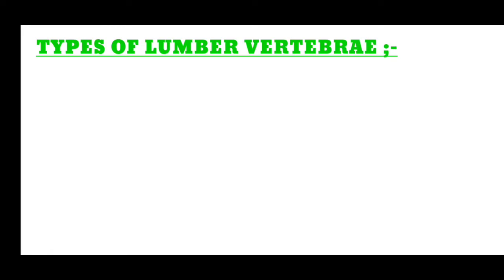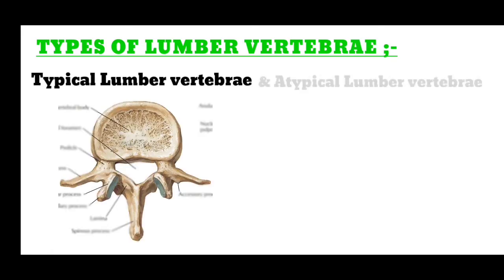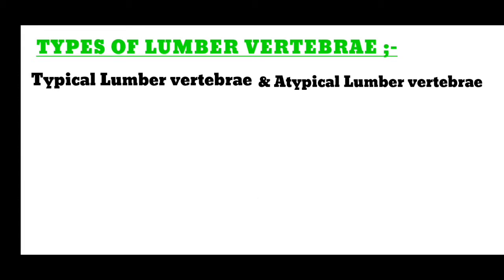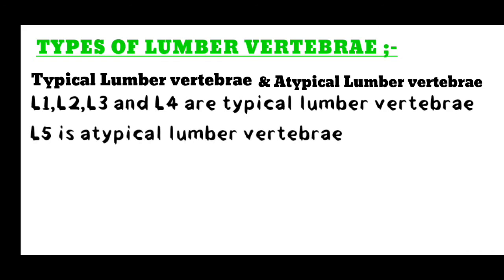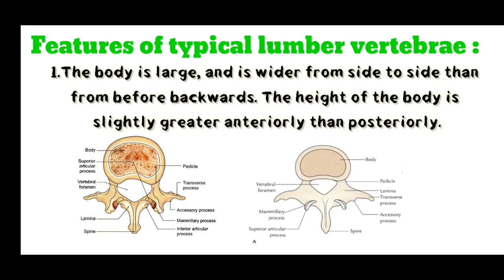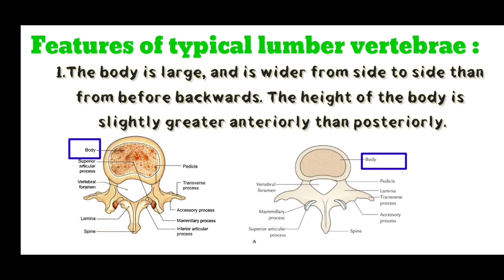Types of lumbar vertebrae: typical lumbar vertebrae and atypical lumbar vertebrae. L1, L2, L3, and L4 are typical lumbar vertebrae. L5 is atypical lumbar vertebrae. Features of typical lumbar vertebrae: the body is large, and is wider from side to side than from before backwards. The height of the body is slightly greater anteriorly than posteriorly.